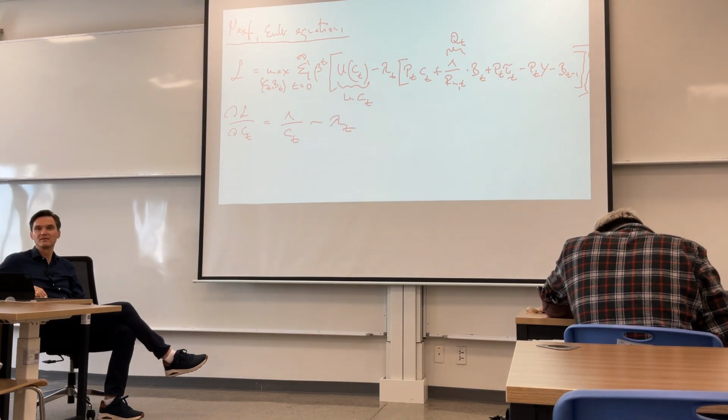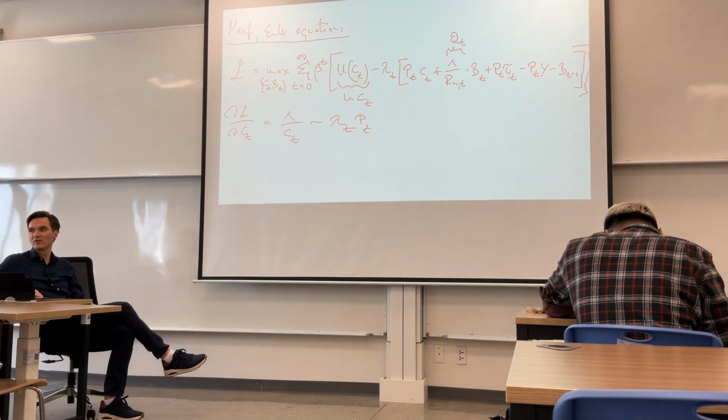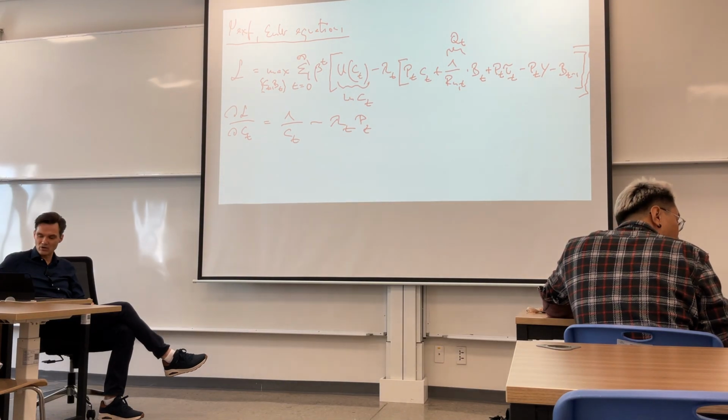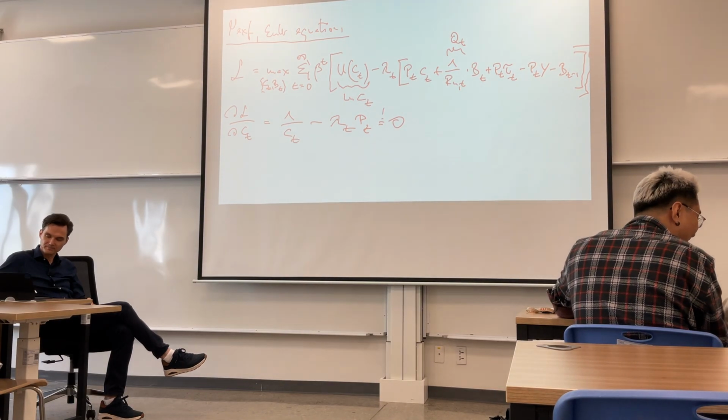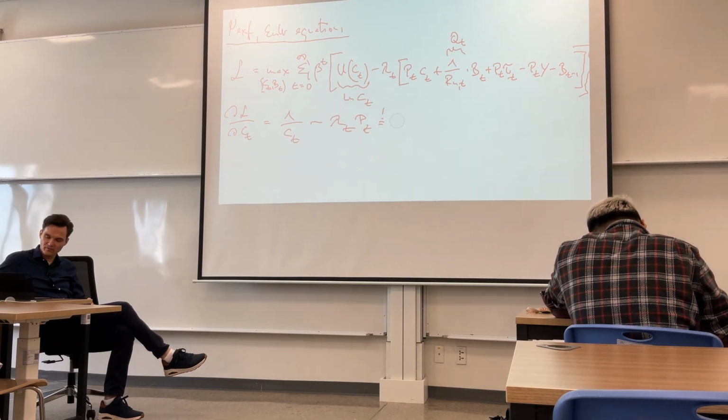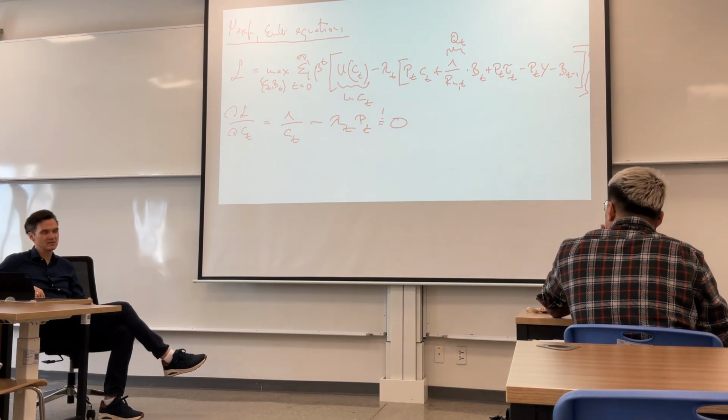Lambda t times PT. And then what do we do with this object? I'm going to set it equal to 0. Exactly, for an optimum, right? That's the idea. Okay, so that's the first derivative with respect to consumption.